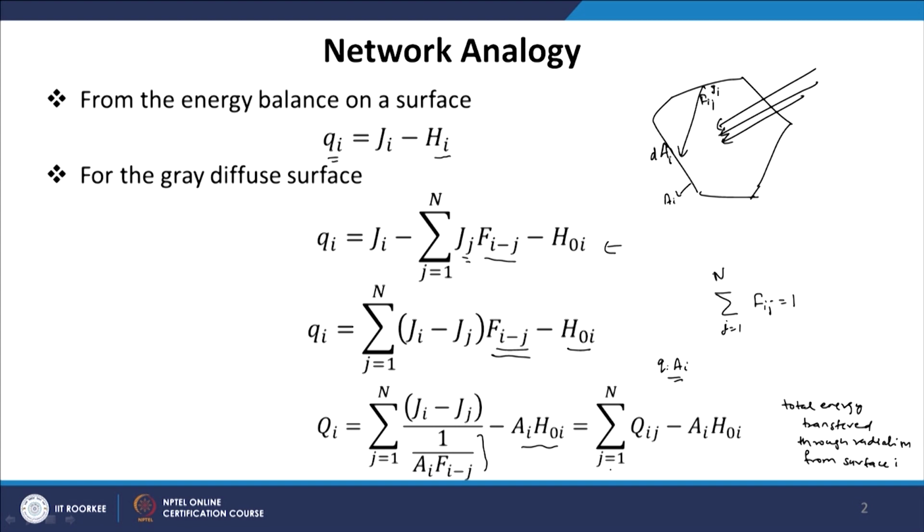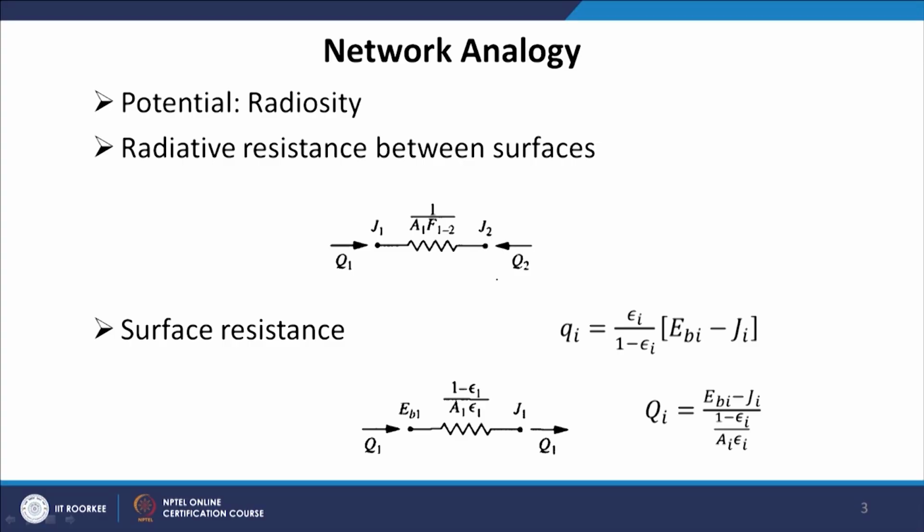Or we can also write this as summation j equal to 1 to n of Qij. Now, this is the total energy transfer between two surfaces. So, Qij is the total energy transfer between the two surfaces i and j, minus Ai H0i. Now, there is a specific reason why we have written this equation in this particular form. So, it will be clear on the next slide. So, this is the heat transfer between two surfaces.